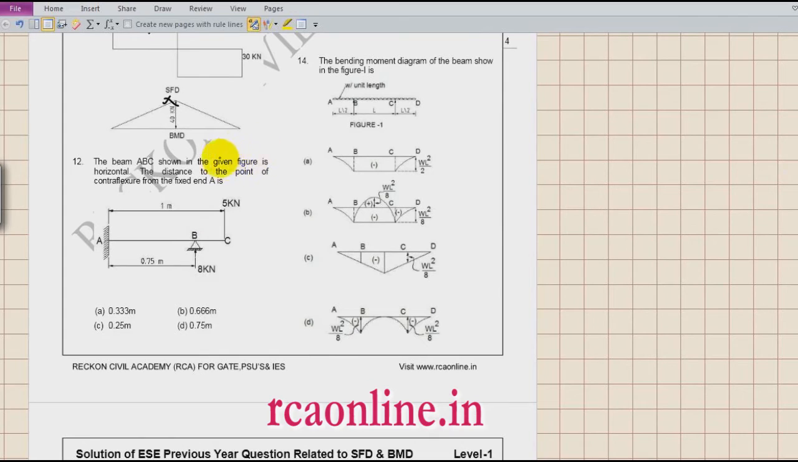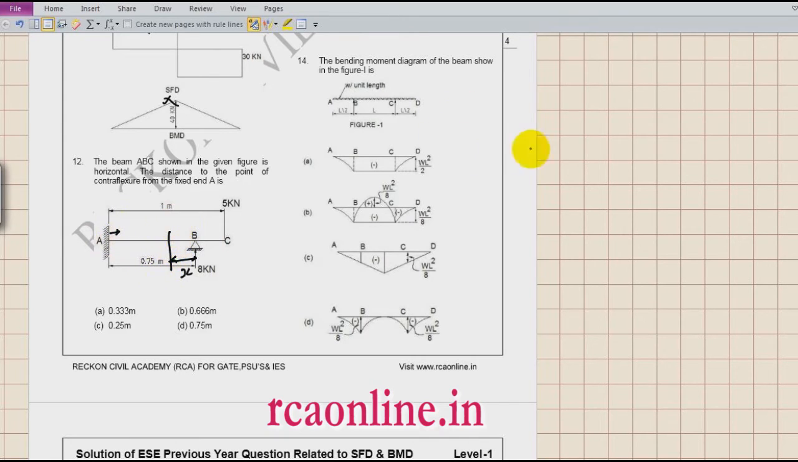Now 12th question. It is just a numerical. What it says, for this type of bending moment loading, you have to find the point of contraflexure. So for the point of contraflexure, what you have to do? You have to write the bending moment equation. So I am writing the bending moment from X here, but just see very carefully that it has asked the point of contraflexure from here. So whatever the value I will get, I will subtract it from 0.75.